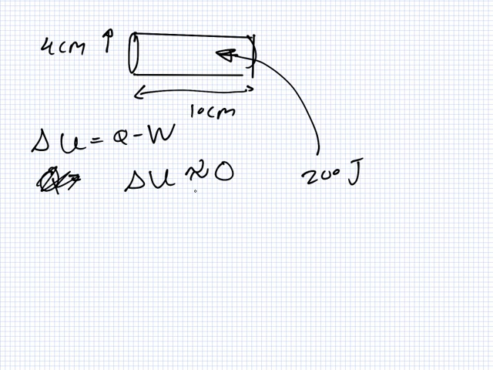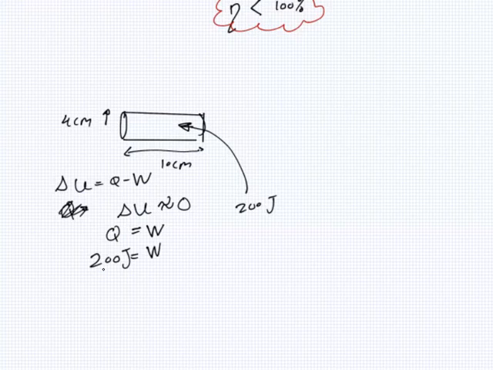Now, in real life it's not 0. That's why I said it's nearly 0. So that means Q should equal W, which means 200 should equal W. So the answer is just 200 joules. How much work was done if the piston was 50% efficient? So the reason it's 50% efficient now is because we can't ignore this. Some energy is wasted into internal energy.